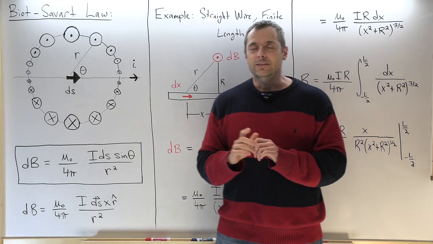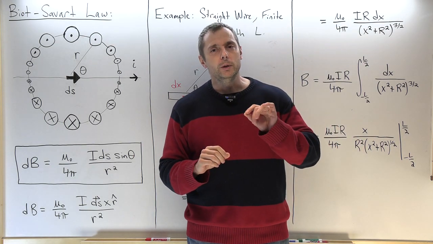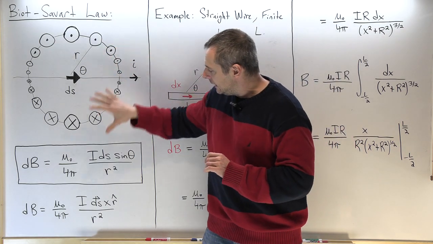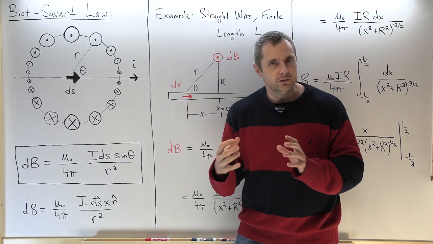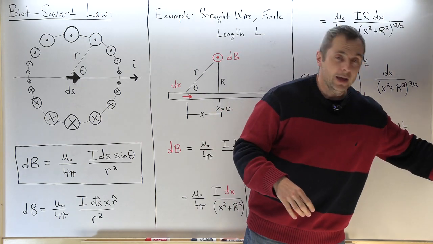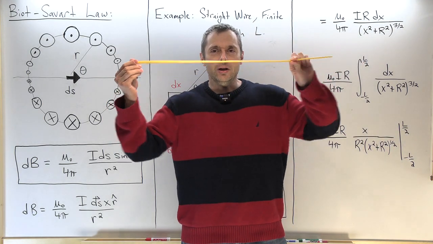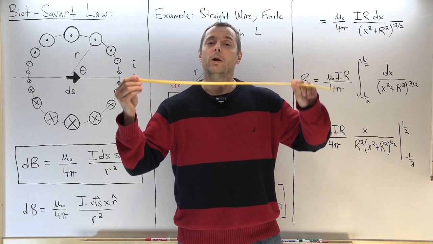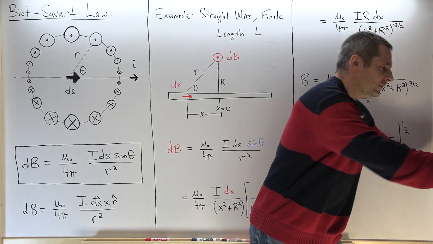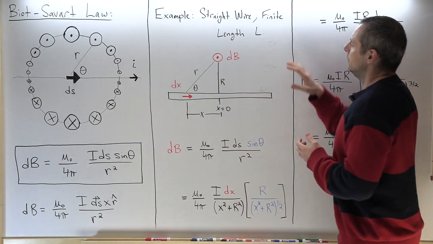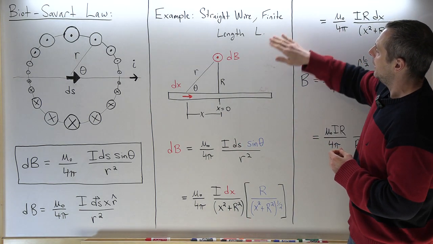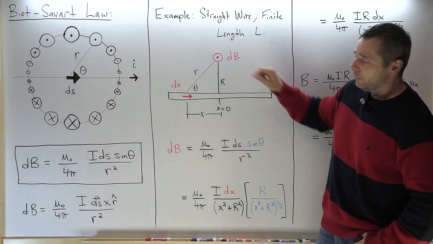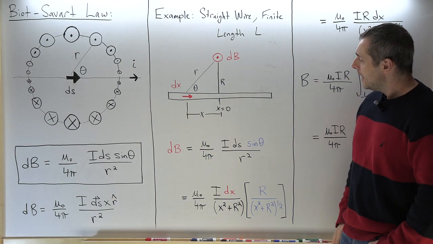Now, let's apply it. For the next week, we're going to be applying this concept and this formula to various shapes, as I mentioned. And today, the straight wire segment of finite length, not infinite. What is the magnetic field around it? So let's move on. Example, a straight wire, finite length L. So we're going to find the magnetic field right at the midpoint of the wire.